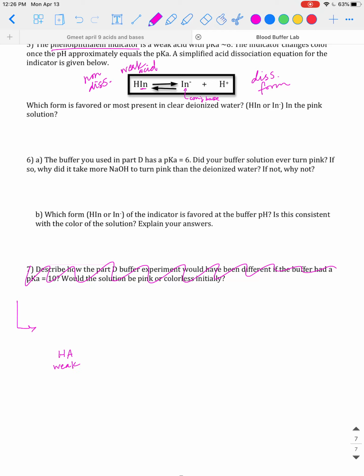We say we have our weak acid HA. Here it's just saying HIN because IN is the indicator. So that's the weak acid. Instead of saying HA, they're saying HIN. We know we're at an equilibrium in a buffer between the weak acid and the conjugate base. Up here in question 5, the conjugate base is IN minus instead of A minus. Again, don't be confused by that.